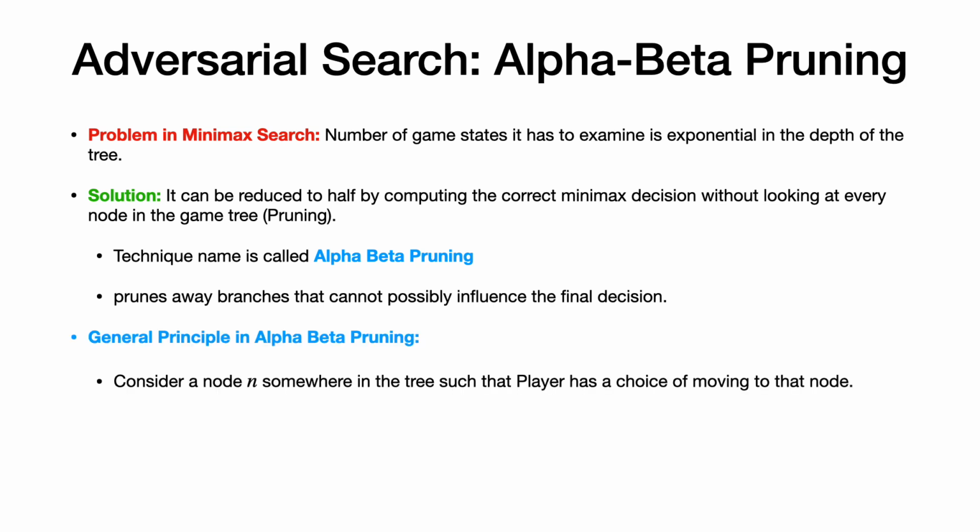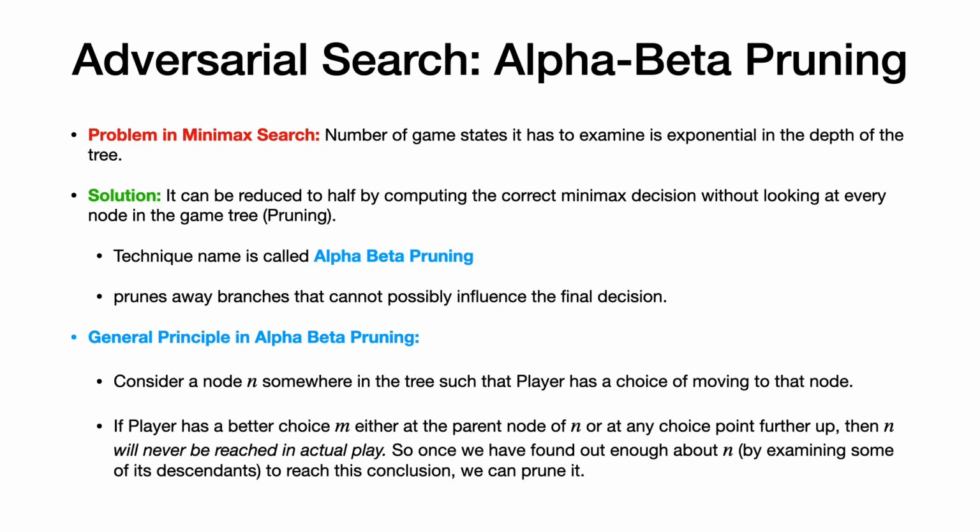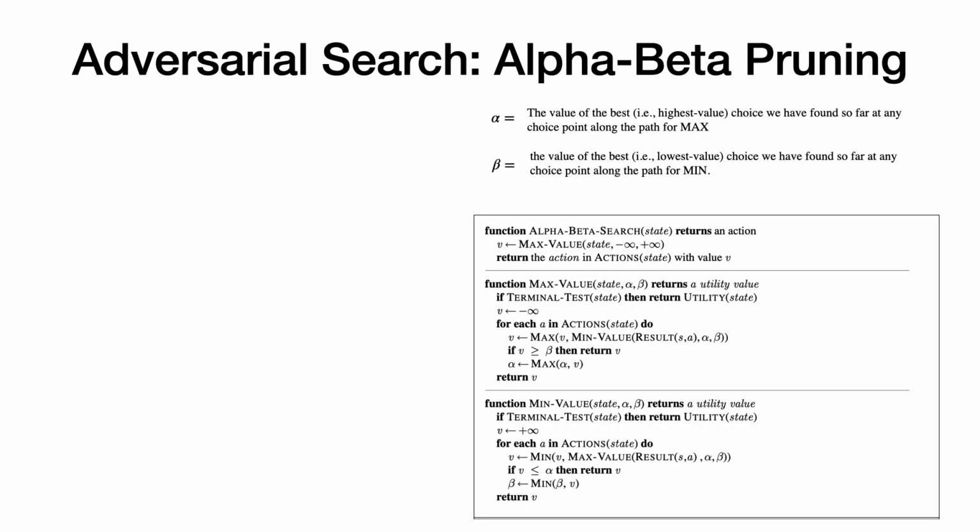The general principle in alpha beta pruning goes something like this. Consider a node n somewhere in the tree, such that the player has the choice of moving to that node. If you have a node n, and you have a better node in the parent or in the adjacent parent, then there is no need to pursue that node n going deeper and deeper. So we can prune that particular node n. Alpha beta pruning employs such a technique to minimize the computation. Let us see one example and algorithm to better understand this.